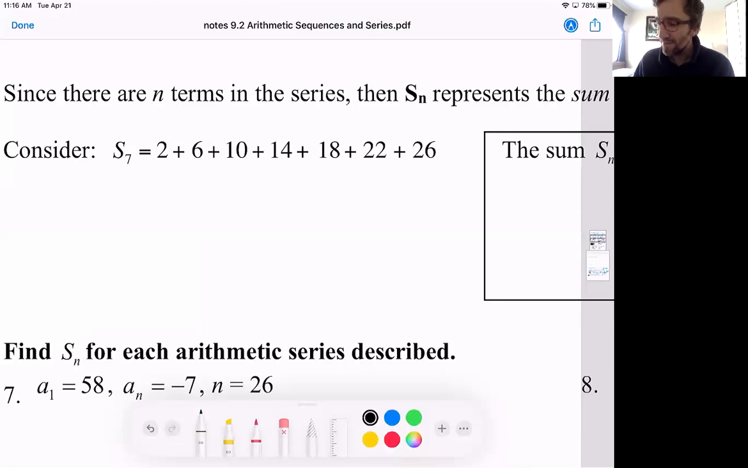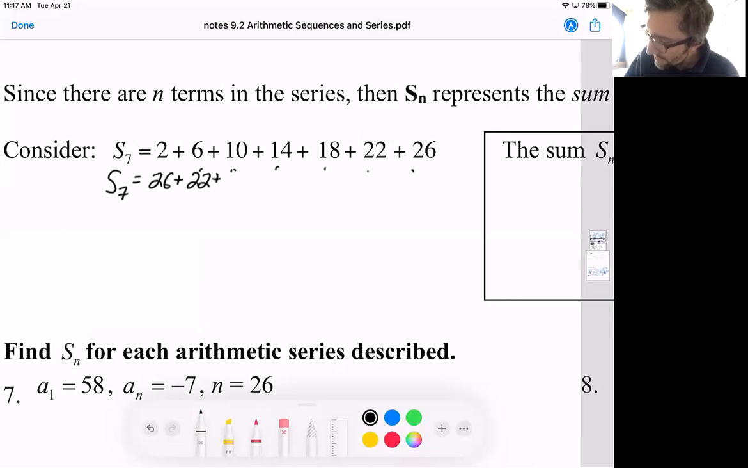So consider this sum, S sub 7. The 7's there because there are 7 terms: 1, 2, 3, 4, 5, 6, 7. So the sum of these 7 terms is what we'd like to find. So let's take this sum of 7 terms, and let's just rewrite those terms, but in the other order, reverse order. So we'll start with 26, and then we'll do 22, and then 18, and then 14, 10, 6, and 2.